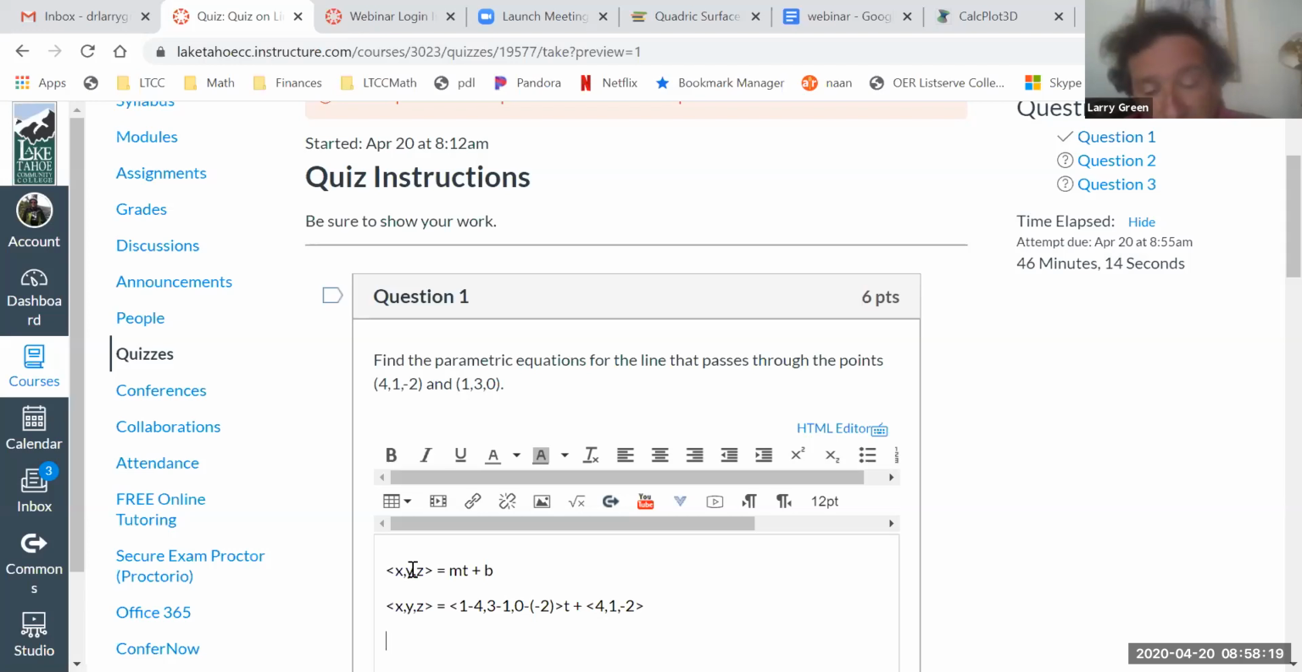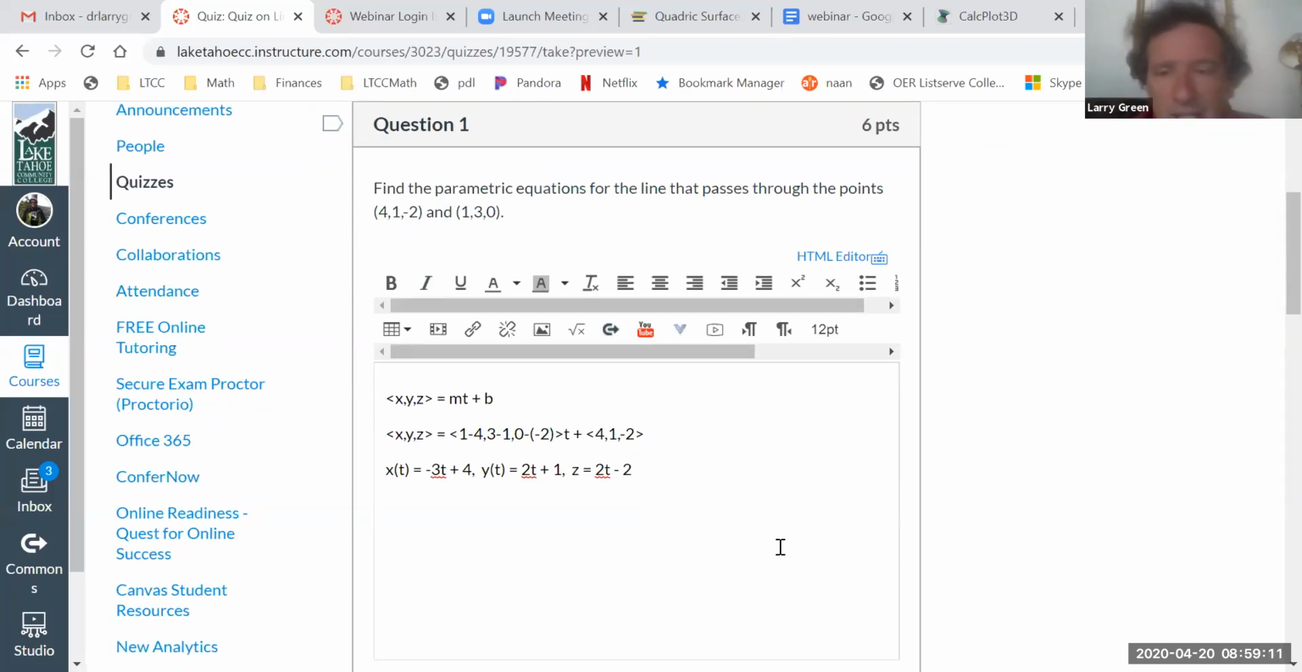Okay, now we can put this together, make it look like a parametric equation instead of a vector equation, and you can say x of t is equal to, and now we just look at the first component. So we have 1 minus 4 is -3, so we get -3t plus 4, because that's the b for the x component. y of t is equal to, now we look at the y component. That's 3 minus 1, which is 2t plus 1. And then we look at the z component, and z is equal to, and for the z component, we have 0 minus -2, that's just 2t, and then minus 2. Any questions at all on the first question?